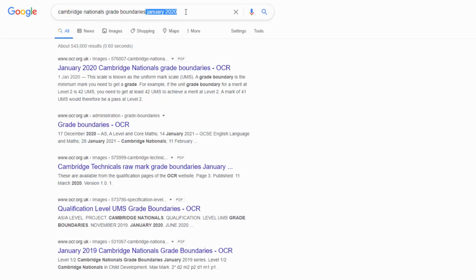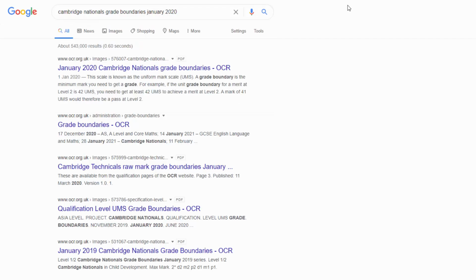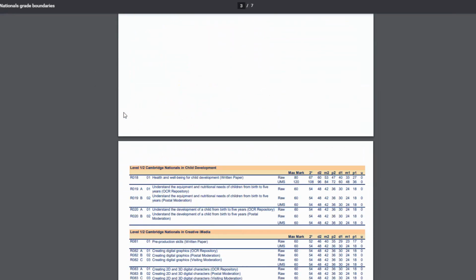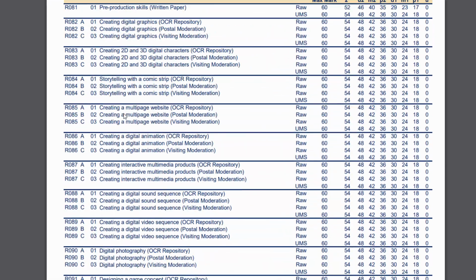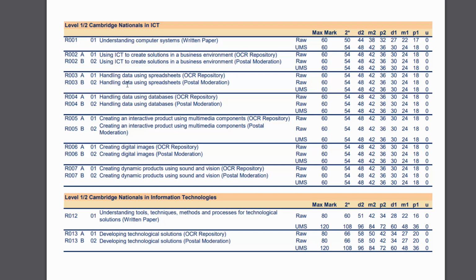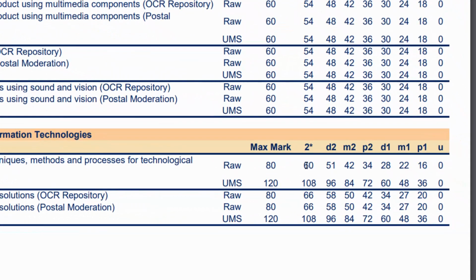So this one here is January 2020. They'll be different each year, so make sure you type in the correct date, which is on the front of the exam paper, and then it should come up on OCR's website. You then want to try and find the IT Cambridge National. There's quite a few on different subjects. So whereas IT, let's go down a little bit. Ignore ICT, that's the old course, but IT is what we're looking for down here, and you can see what grade you would have got had you got so many marks in the exam.